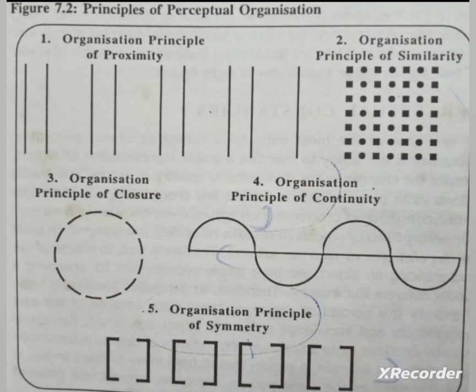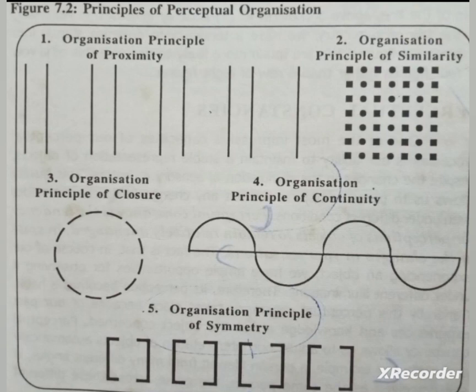In this figure, most people perceive the second figure horizontally as lines of dashes and dots, not vertically, left to right, as columns of alternating dashes and dots. So you just imagine that law of similarity means here we have a tendency to group similar objects. That's all. Next one, principle of closure.